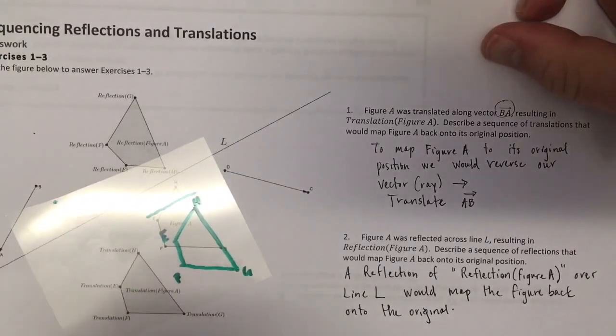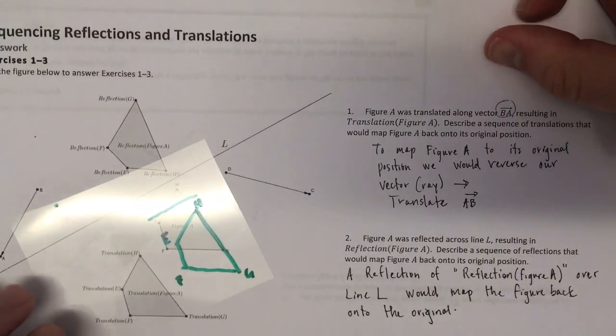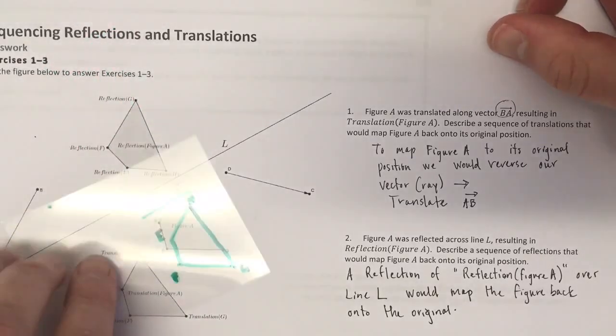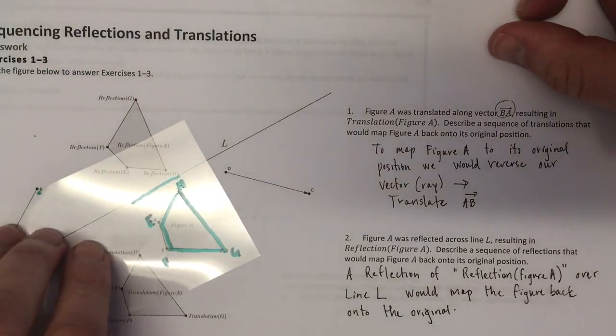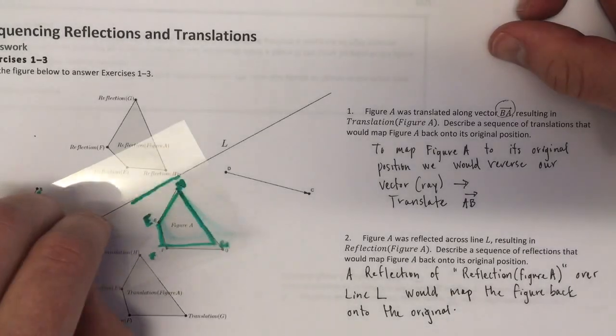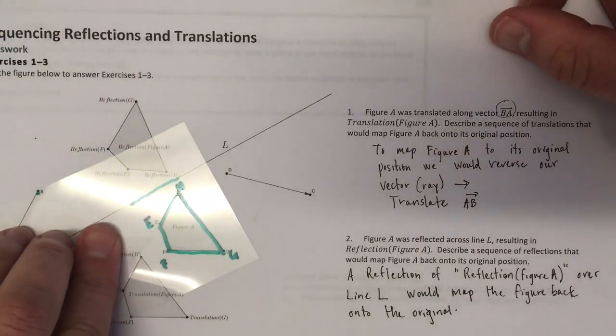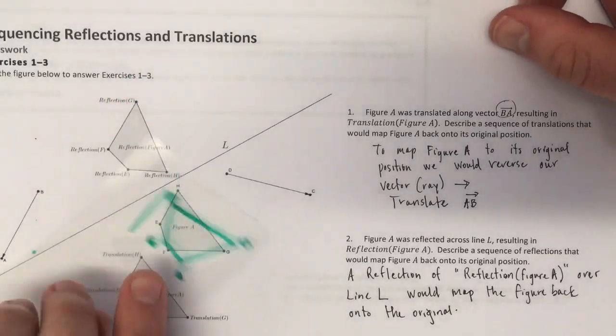Okay, so that is kind of an important result. Basically, if I want to translate back to its original, I reverse the vector, and if I want to go back to the original with a reflection, I just flip it over the same exact line, and it goes back and forth between the image and pre-image.